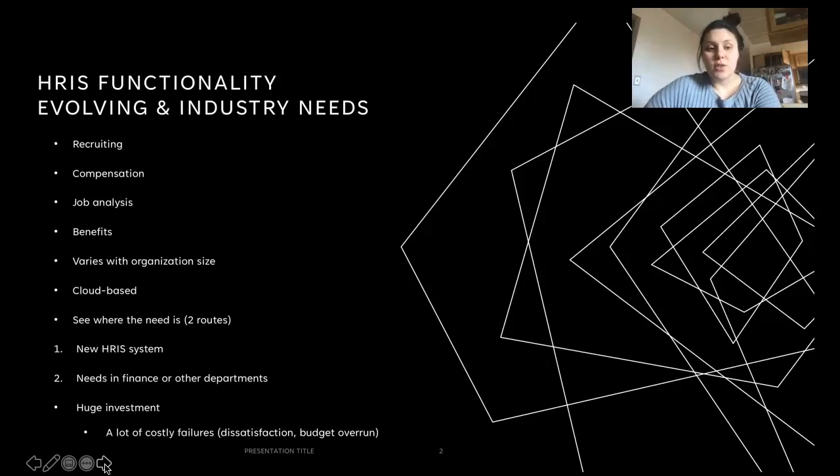One of the needs that are seen in the industry right now is they want cloud-based, so this can save more information, and it has more security on it. There are two different routes that you can go down when deciding if you need a new one: do I need a new HRIS system, or are there needs in other departments like finance, IT that could be implemented, that could be less expensive, that we can improve in productivity? Implementing an HRIS system is a huge investment and a lot of costly failures. This happens with dissatisfaction of the employees or management and budget overrun.